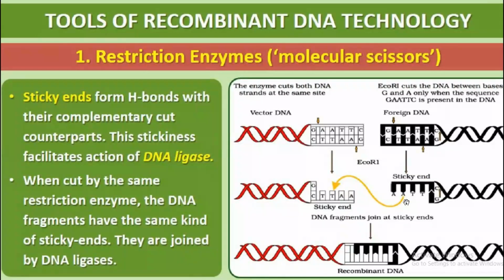These sticky ends form hydrogen bonds with their complementary cut counterparts. This helps the action of the ligase enzyme. Do you know what is the function of ligase enzyme? DNA ligases help to ligate that particular part. When cut by the same restriction enzyme, the DNA fragments have the same kind of sticky ends. They are joined by DNA ligases.